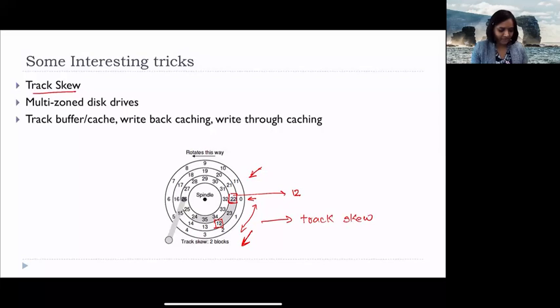Now, why would somebody have track skew in their hard disk? Are you wondering that? Me as well. Put some thoughts onto that. Why do you need to have track skew, or why would having track skew be beneficial? If not, then we wouldn't have had it, right? Any ideas? Any thoughts popping in your brains?